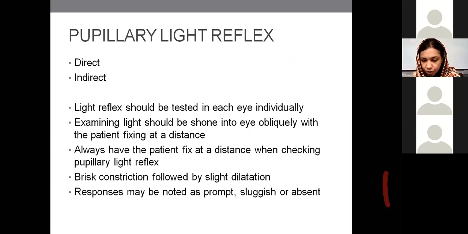Kya response hota hai light reflex ka? Brisk constriction followed by slight dilatation. Responses may be noted as prompt, sluggish, or absent.